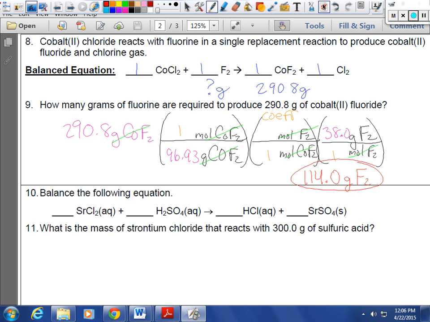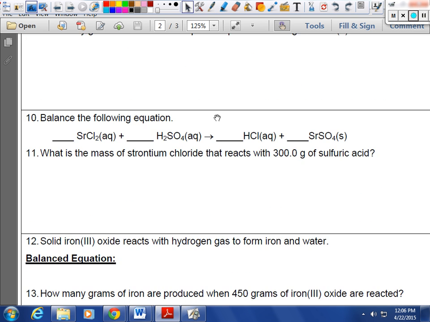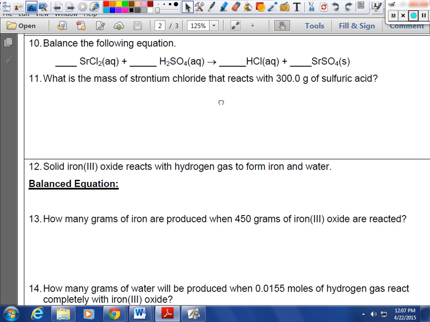Logan, you good? So I can go ahead. All right. So is it balanced? Very good. 1, 1, 2, 1. All right, so the question is, what is the mass of strontium chloride? What compound is strontium chloride? The first one, SrCl2.